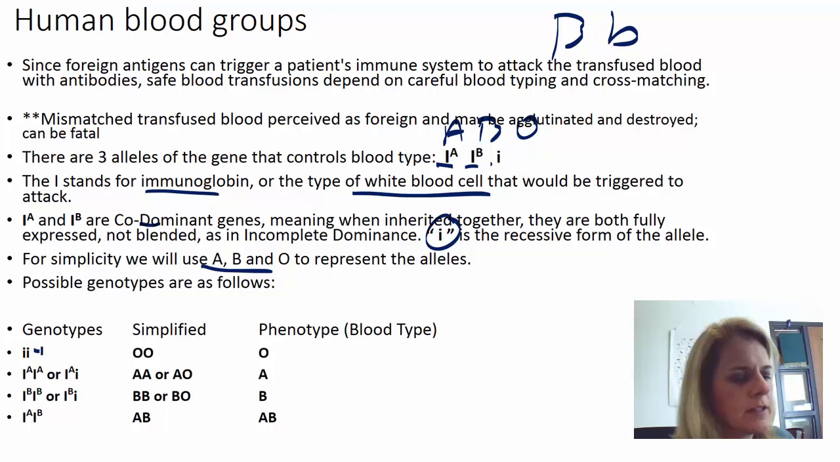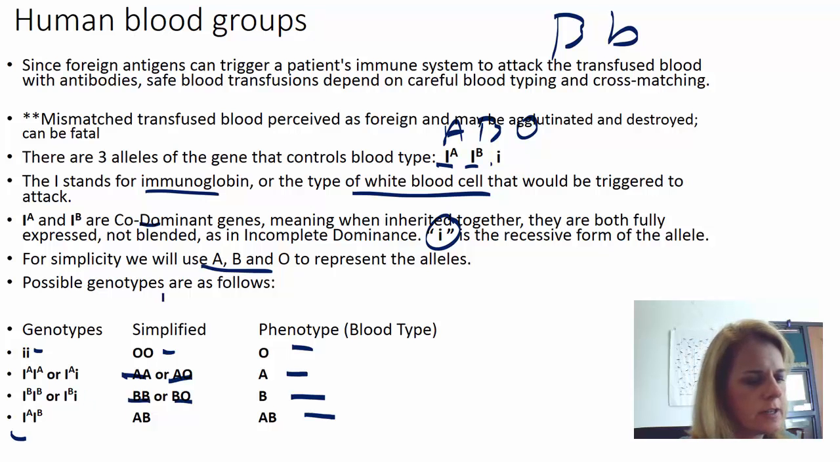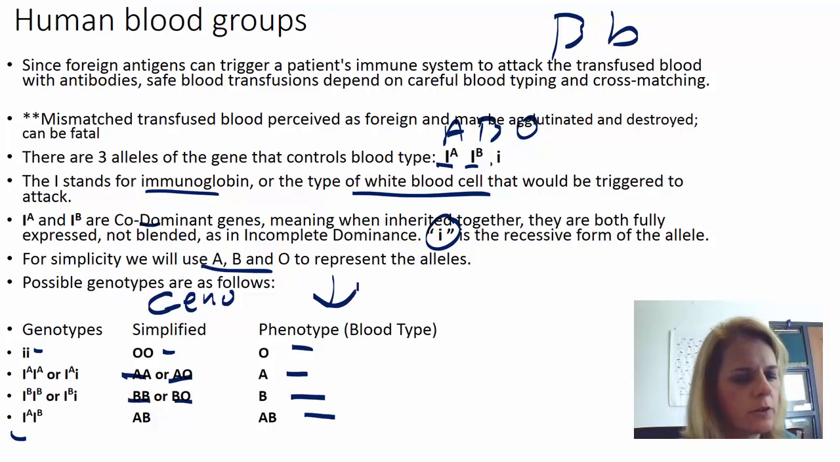Your genotype is going to be little i, little i. Well, for us, we're going to say that's just OO. So that's the genotype. The phenotype is O blood. If your genotype is big I^A I^A, or big I^A and little i, or AA or AO, you have A blood. If you have the big B's, so BB or BO, you have B blood. If you have both the A and the B, you have AB blood. Okay, so these are your simplified genotypes, and these are your phenotypes.